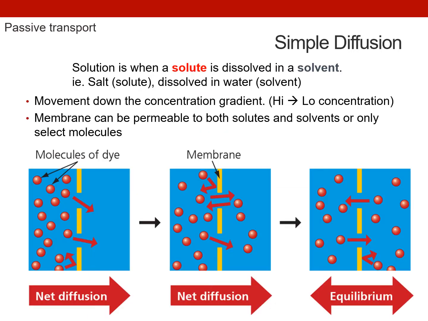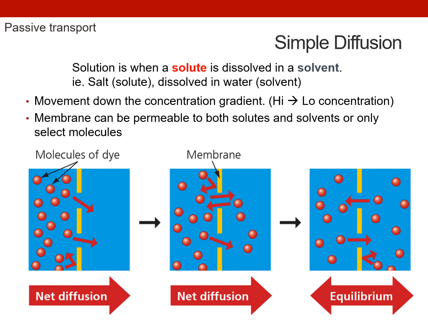Before we go into detail about transport, let's review solutions. Solutions are made of a solute and a solvent. The solute is the substance being dissolved in the solvent. For example, if you were adding salt to water, the salt is the solute and the water is the solvent. Simple diffusion is the movement of solute molecules from an area of high concentration to low concentration. We refer to this as movement down a concentration gradient, movement downhill.